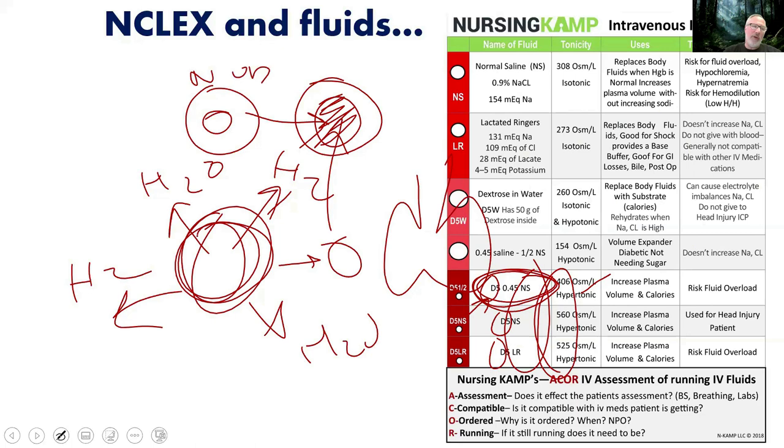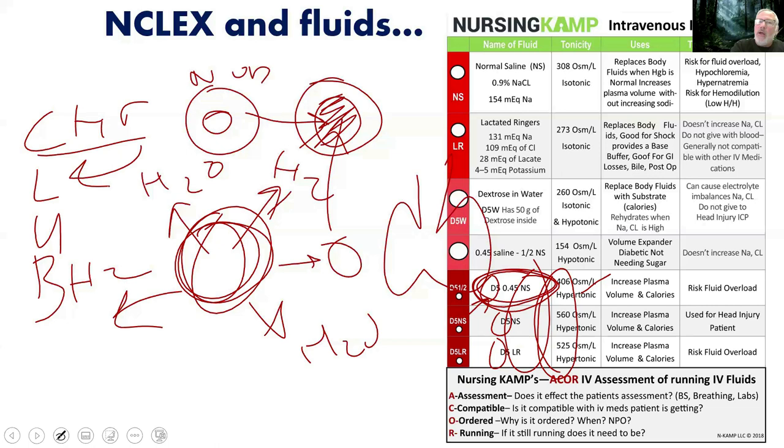So what do we worry about? Some specifics about hypertonics: CHF patients, we're concerned about the lungs, right? We assess their lungs before we give this because they're at risk for fluid overload. And also brain.